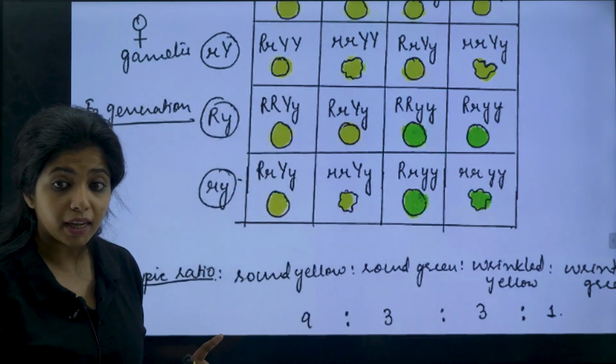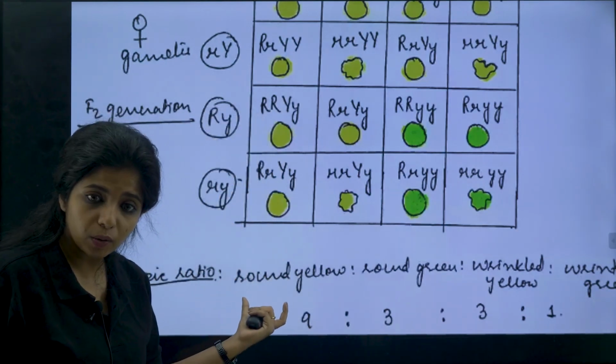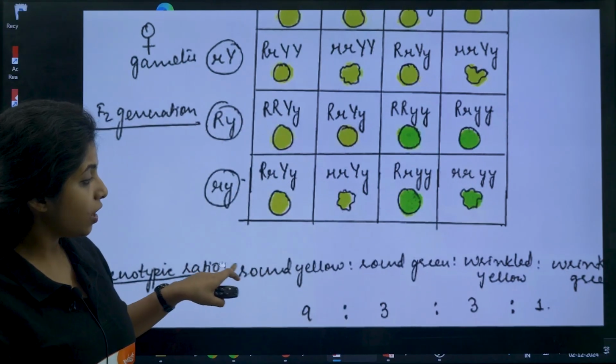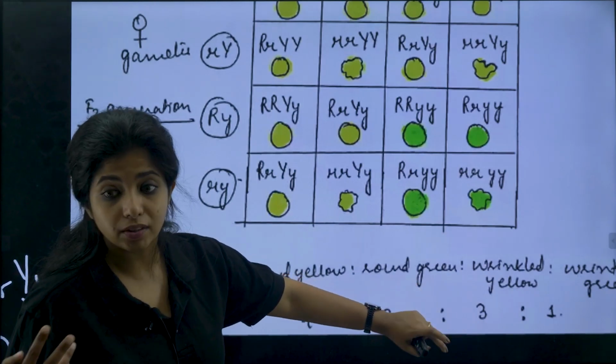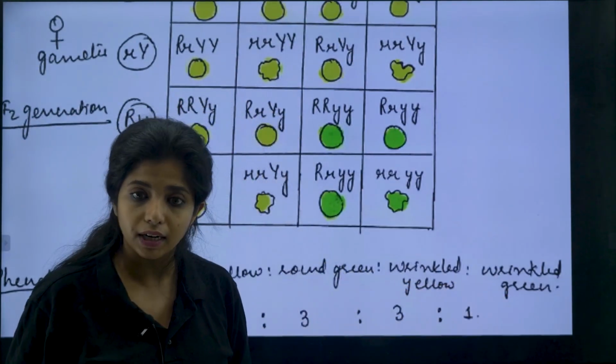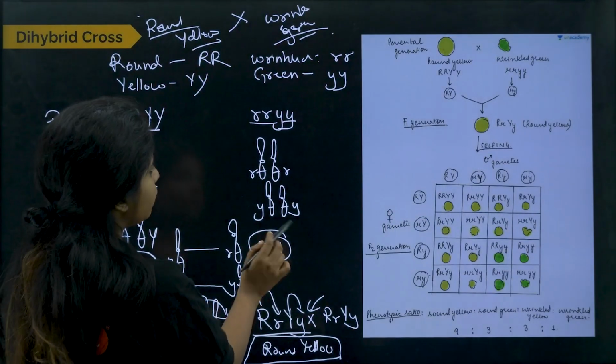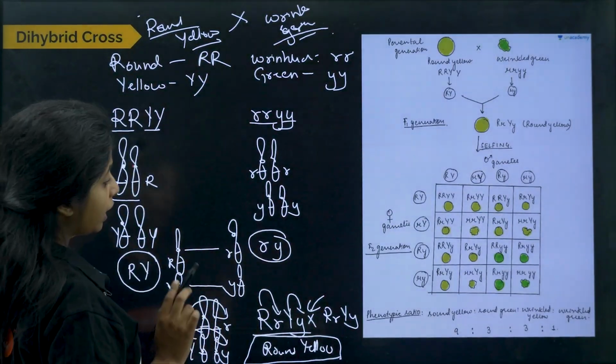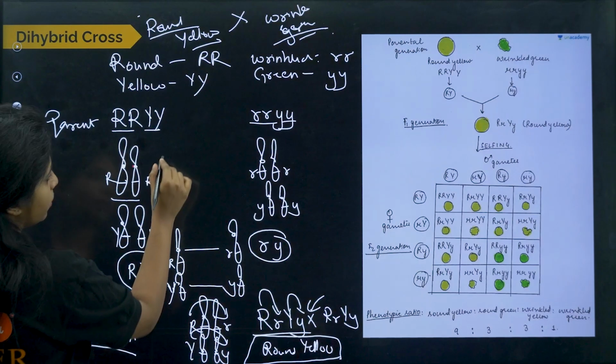So you will be finding 9 plants which are round yellow. 3 of them which are round green, phenotypic as in how do they look. 3 of them which are wrinkled yellow and 1 of them which is wrinkled green. And how will you remember it? It's a very easy thing, children. Just try to understand what I am trying to say over here.